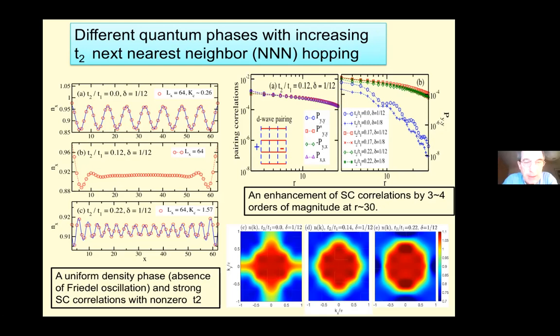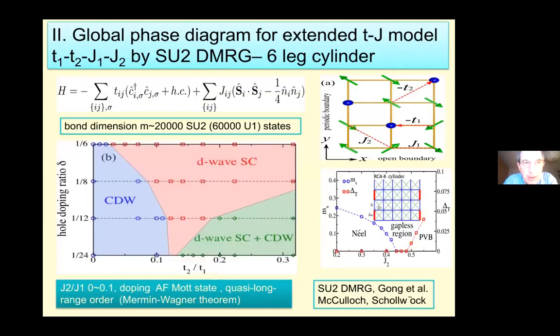Yeah, thank you, Donna. Very nice talk. So my question is, you enforced SU2 symmetry to get these very large bond dimensions. Now, to what extent does enforcing SU2 symmetry change the observed behavior relative to computations that only use U1 symmetry?